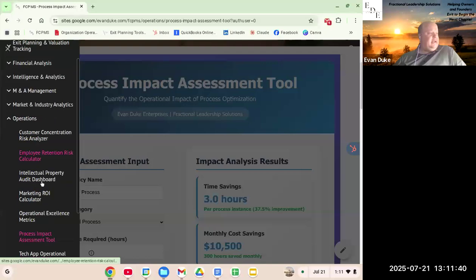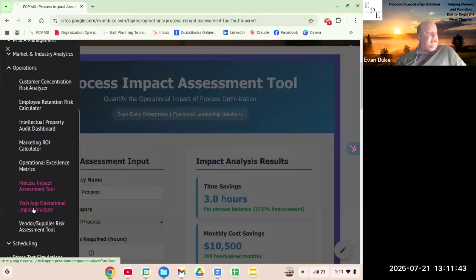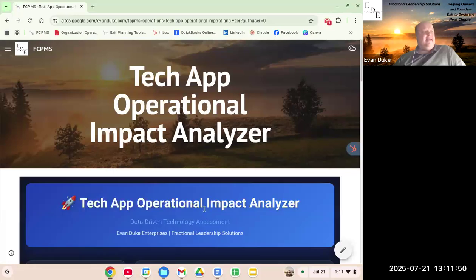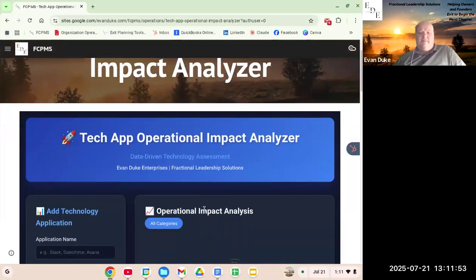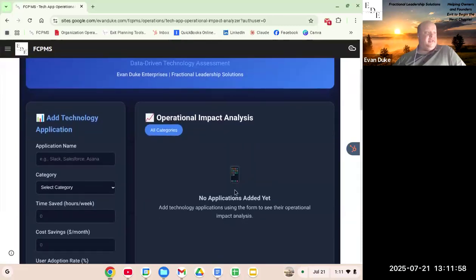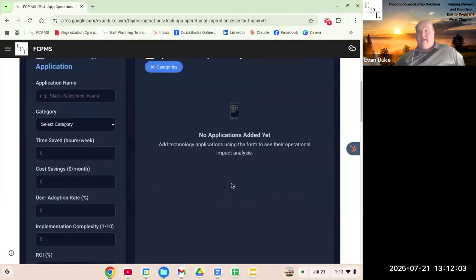So having done that, the next thing we're going to look at is the Tech App Operational Impact Analyzer. And really what this is designed for is, as business has become more heavily dependent on tech, we're going to be entering information here about, when it comes to analyzing using tech, okay, which package is better? Is this app better, or is this app? Side-by-side comparison, and it'll enable us to see, okay, what are the pros and the cons?